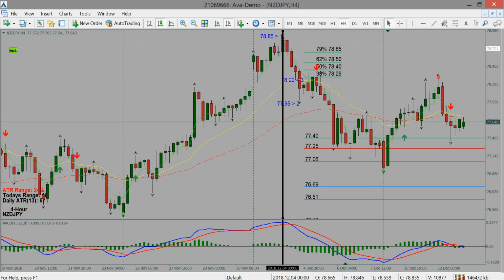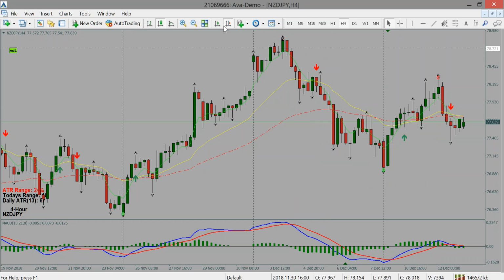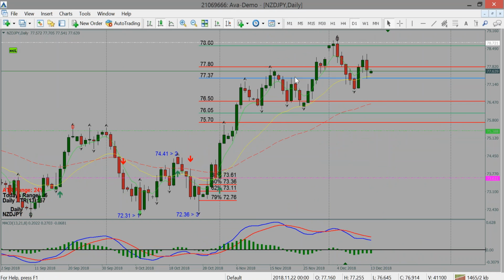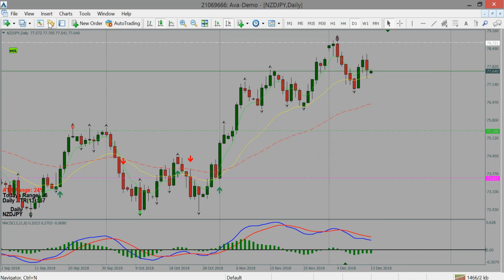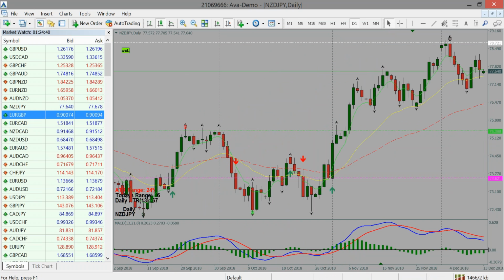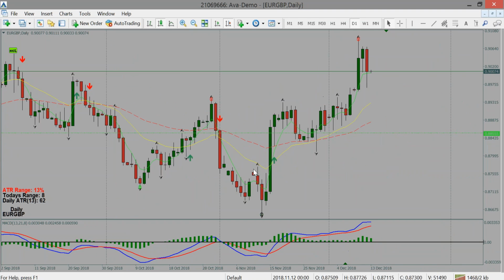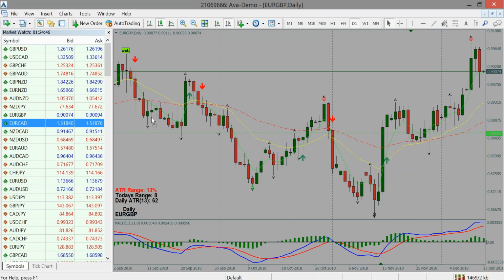Okay. And let's get back to that question, George, about if I look at all 28 pairs. This is exactly what I do. I just get on the daily and I look for the trend. I look for all the pairs. Look at this. This is a beautiful trend on the daily, right? On the Euro GBP, Euro CAD.